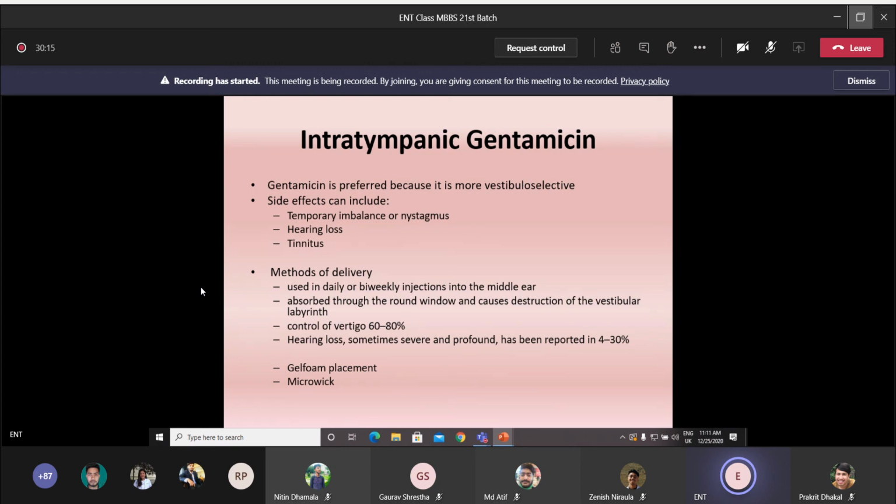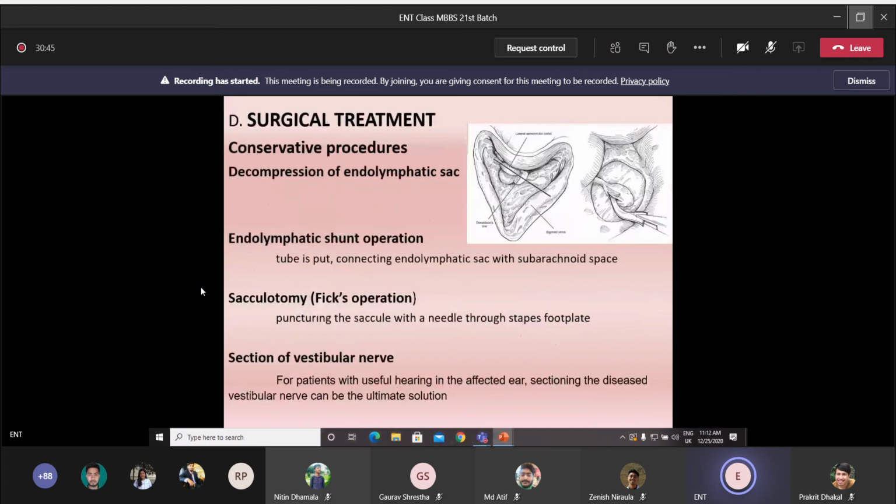This injection controls vertigo in about 60 to 80% of patients, and hearing loss sometimes may be seen. It might be sometimes severe or sometimes profound, and has been reported in only 4 to 30%. But people have benefited from this procedure. You can even put a gelfoam placement, or a micro-wick can also be put with gentamicin.